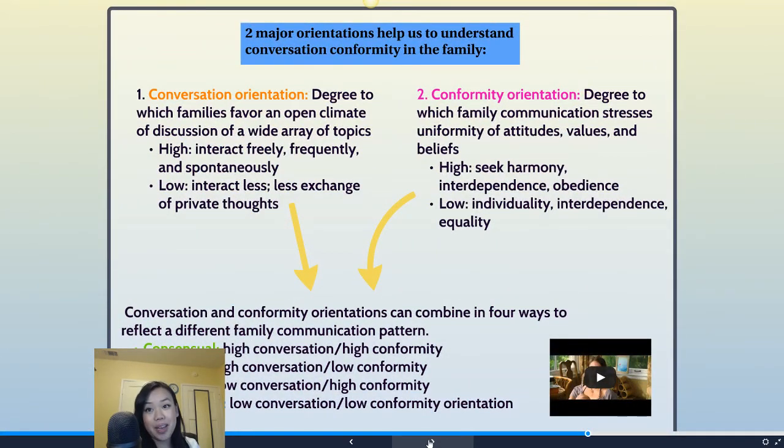There are two major ways to help us understand conversation and conformity in the family. I distilled them here because I know the textbook gives you a lot of information, and I feel it can be a little overwhelming at first to tackle all of that. So just look at these two columns, and I think they can help you determine what you absolutely need to know from this model.